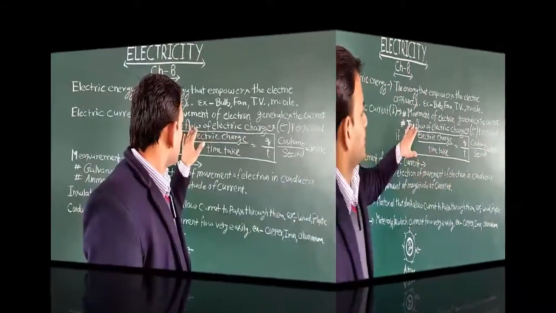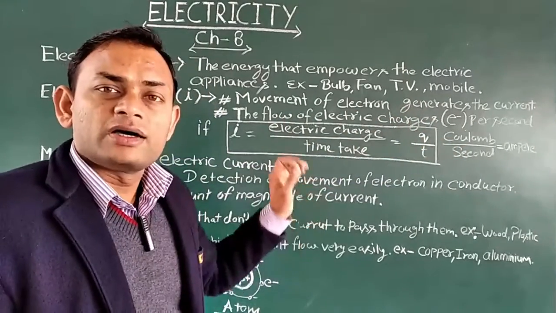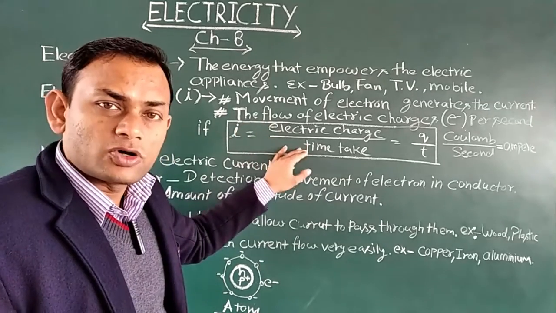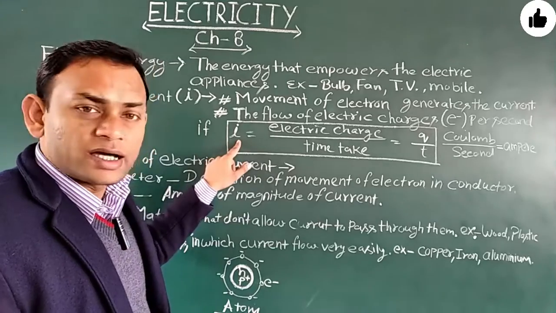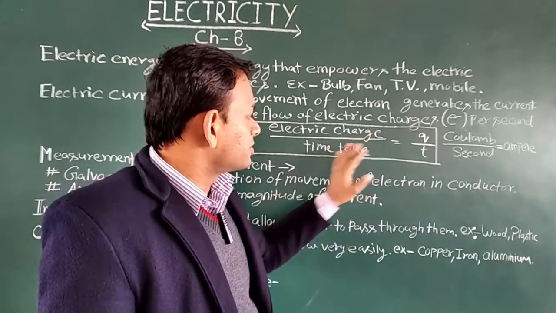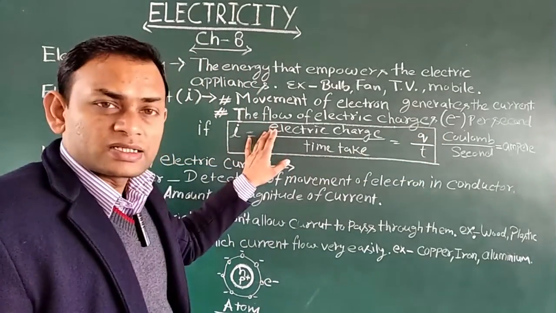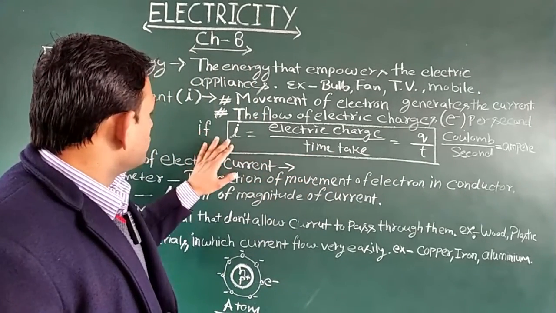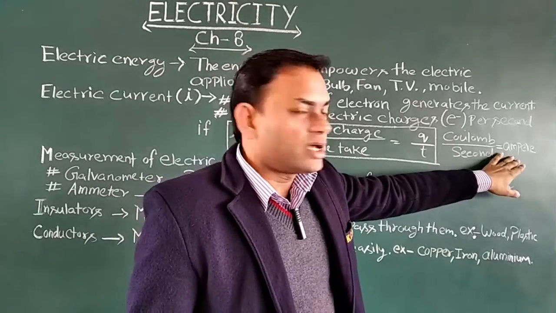Got it? Or we can say the flow of electric charge per second is called the electric current. Electric current is represented by I, electric charge is represented by Q, and time is represented by T. Coulomb is the unit of electric charge and second is the unit of time. So the unit of electric current is Coulomb per second, and the SI unit is the ampere.